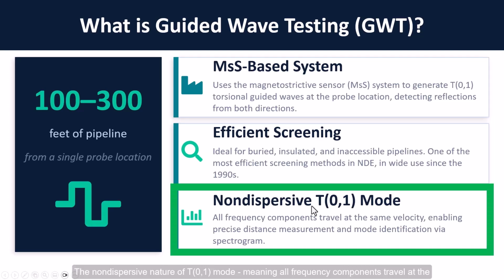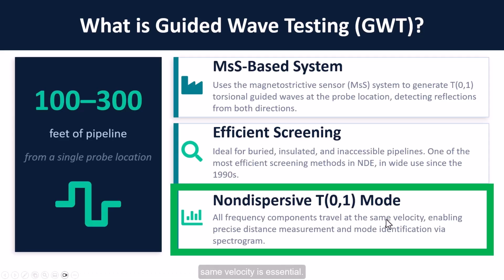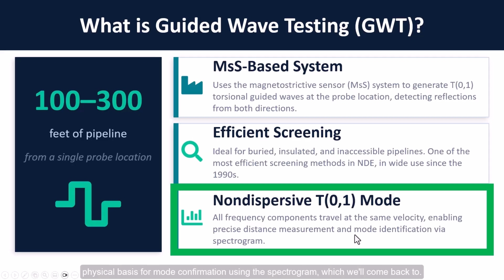The nondispersive nature of the T01 mode, meaning all frequency components travel at the same velocity, is essential. It is what allows us to precisely locate indications by distance, and it is the physical basis for mode confirmation using the spectrogram, which we'll come back to.